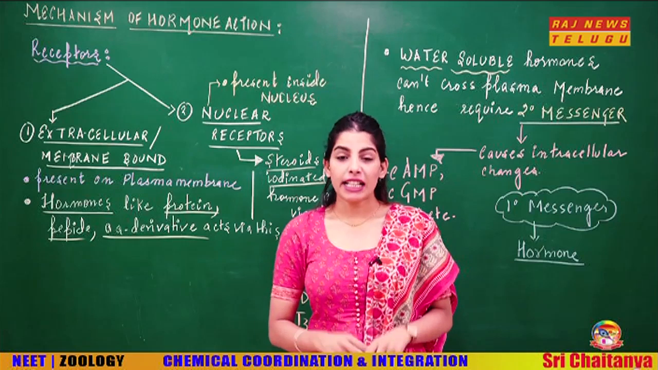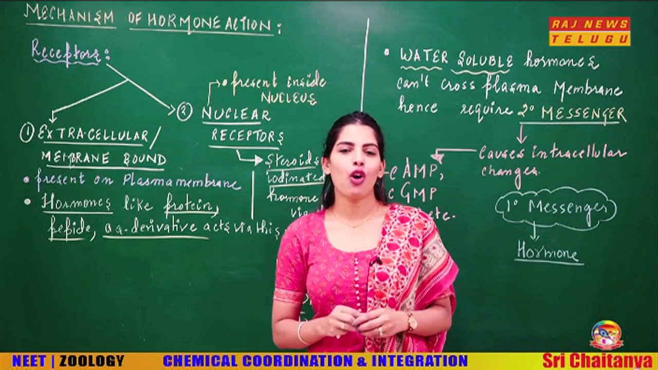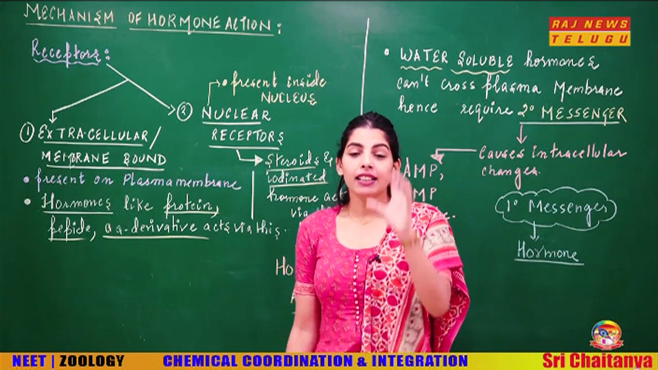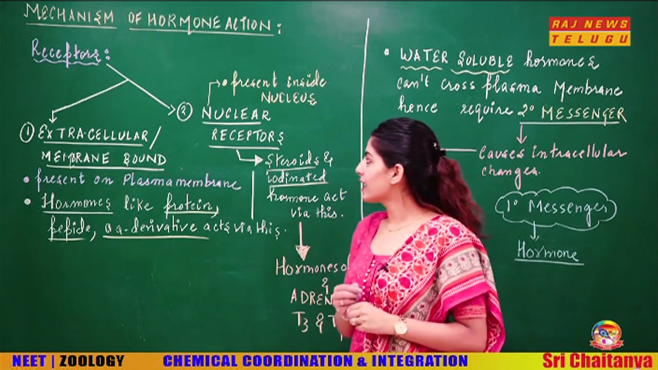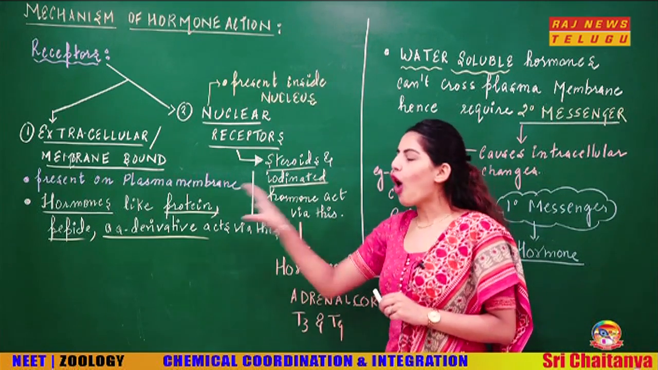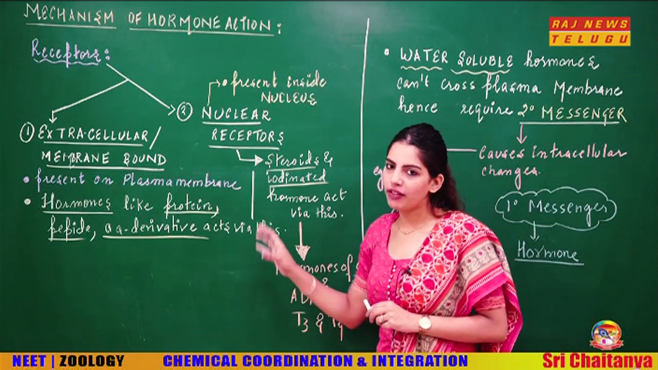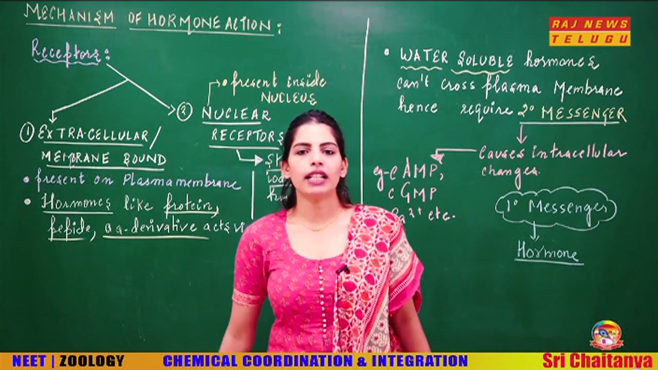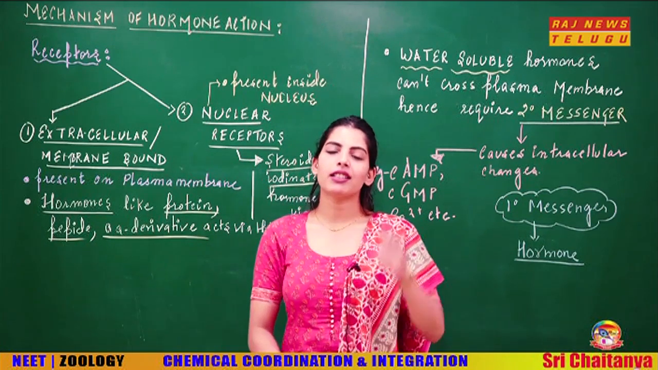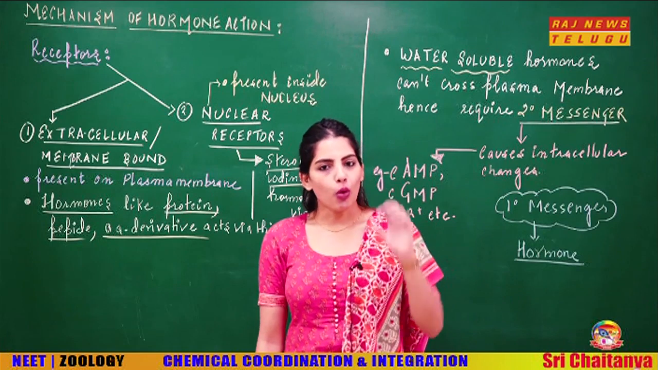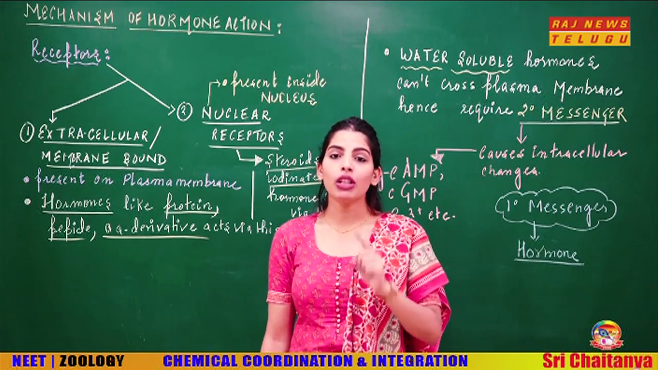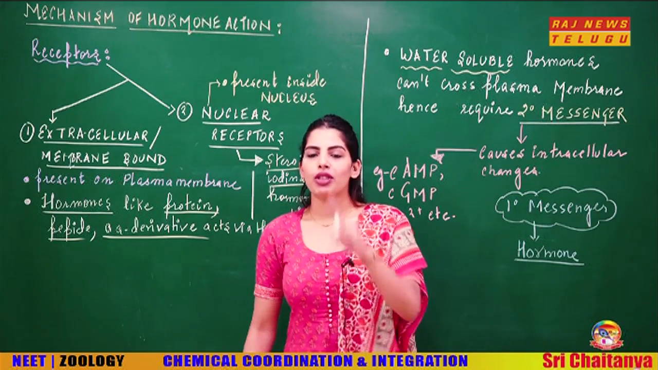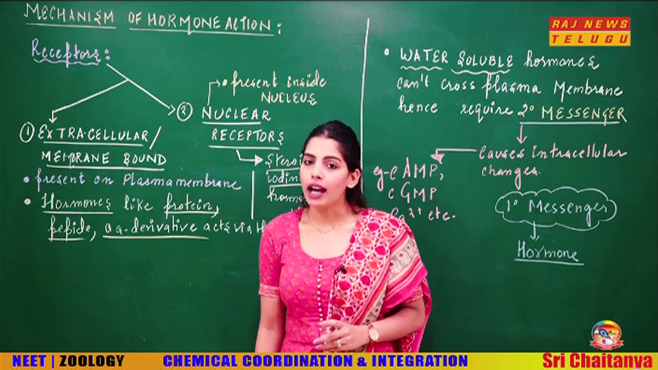Recall the very first class where we discussed the nature of the hormones, water-soluble hormones and lipid-soluble hormones. That portion is very important to understand the mechanism of hormone action, although I have discussed some part in brief here also. Now students, we know that whatever the hormone is, it is always going to require certain receptors. It is going to bind with certain receptors, and then only a specific action could be produced.